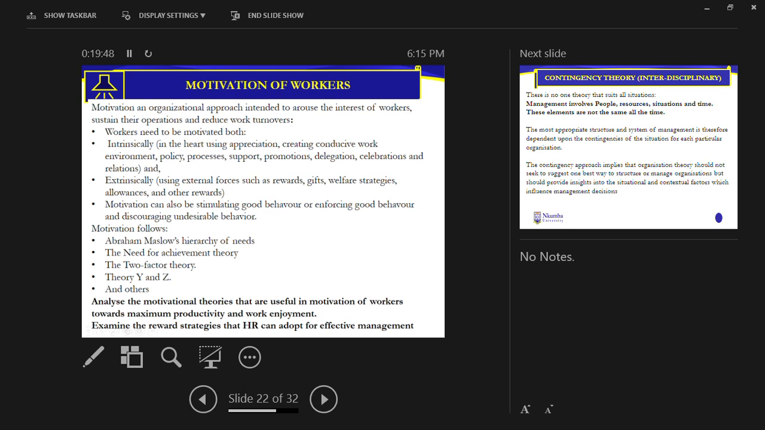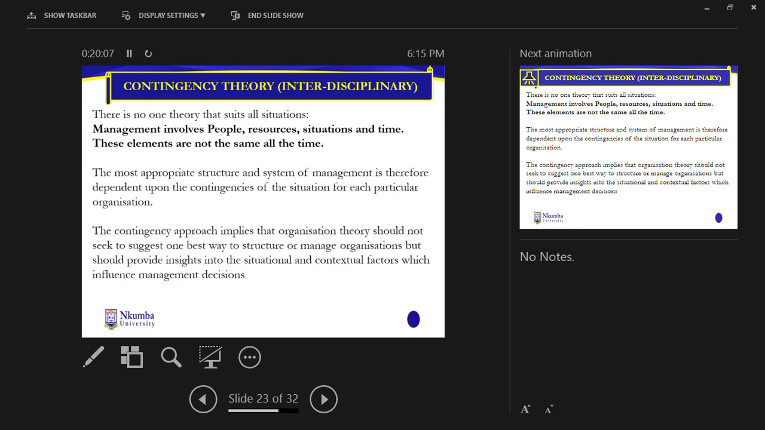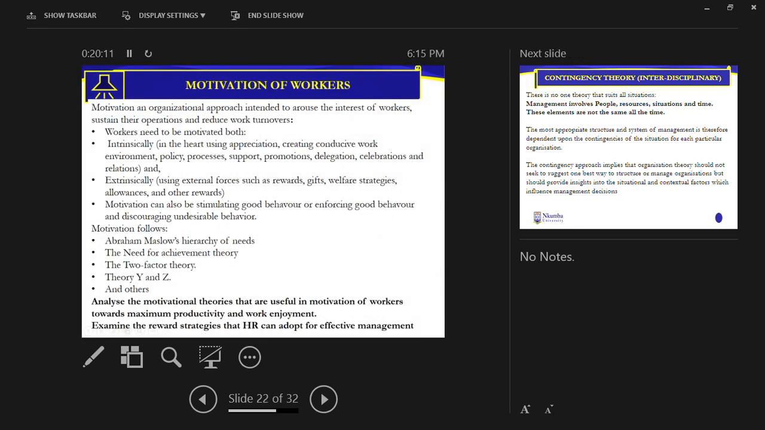So we see that workers need to be motivated in this organization, and the motivation is in two kinds. Here you see intrinsic motivation and also extrinsic motivation. Intrinsic is within the heart. This comes with appreciation for work done, creating a conducive working environment. The policies are friendly, also supportive, and even promotions are intrinsic. When you delegate roles, that's also intrinsic. It motivates people.